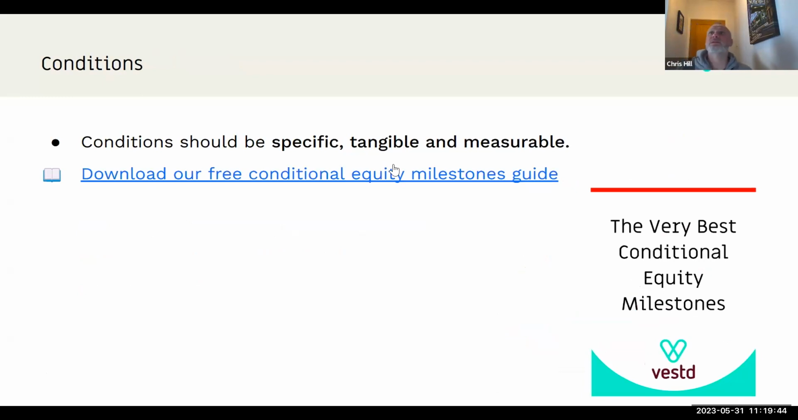It could be, Chris, we'll give you 10,000 growth shares above £1 if you bring in £1 million worth of business in the next 12 months. If you bring in between 750 grand and £1 million, you get 7,500. If you bring in between 500,000 and 750,000, you get 5,000. If you bring in less than 500,000, you get nothing.